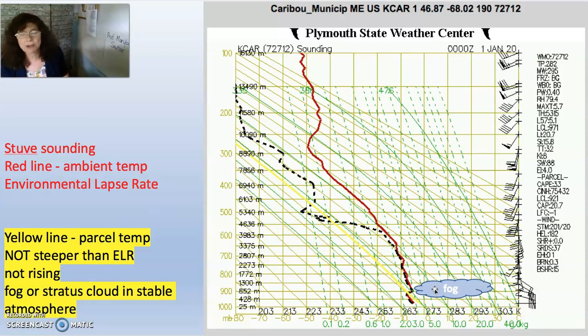Why can I predict a stratus cloud? Because my parcel is cooler than the environmental lapse rate. How do I know that? The parcel yellow line is under the red line, but let me show you one other thing.